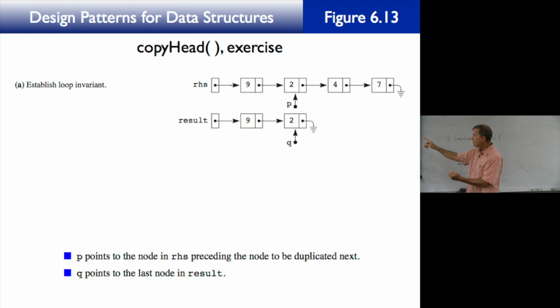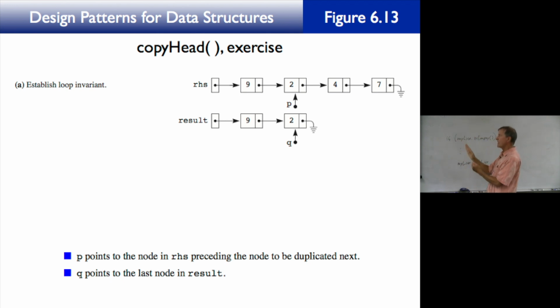In result, what are we going to do in this step of the loop? We are going to duplicate the what? The 4. You see what we're saying? We're going to duplicate the 4, right? So P points to the node in the right-hand side, preceding the node to be duplicated next. So P is pointing to the node preceding 4, which is going to be duplicated next. And furthermore, Q points to the last node in result. Result is what we're going to return. Are you with me?